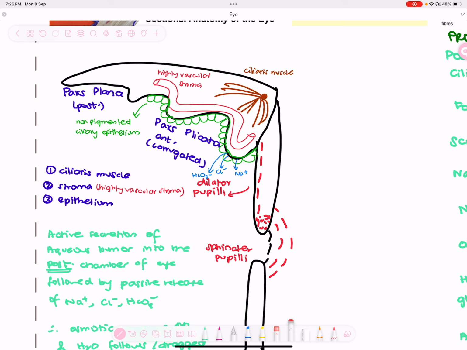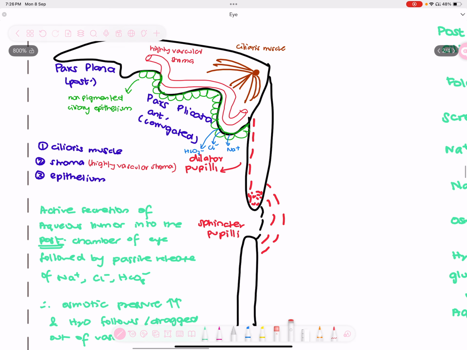And then the second important thing is the stroma. The ciliary body has a highly vascular stroma. It's super important. And then the third important structure is the epithelium. Here in green you can see the ciliary epithelium. It's non-pigmented ciliary epithelium. So this is the anatomy and tidbits that you need to know when you're talking about the ciliary body, right? Ciliaris muscle, highly vascular stroma, epithelium. Just learn these for now.